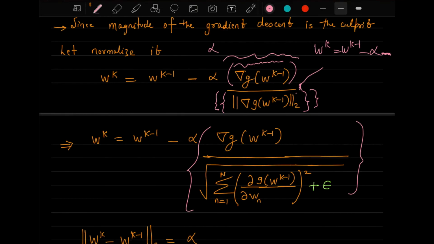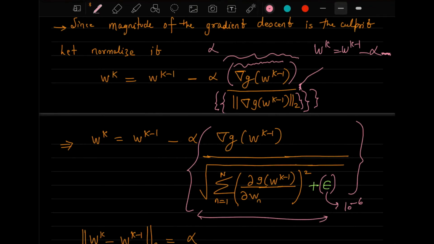This is basically an L2 norm, so I am writing it like this. Epsilon naught is added to avoid the division by 0. So this value is very small, like 10 to the power minus 6 or something like that. So we are adding epsilon naught here to avoid the division by 0 problem.